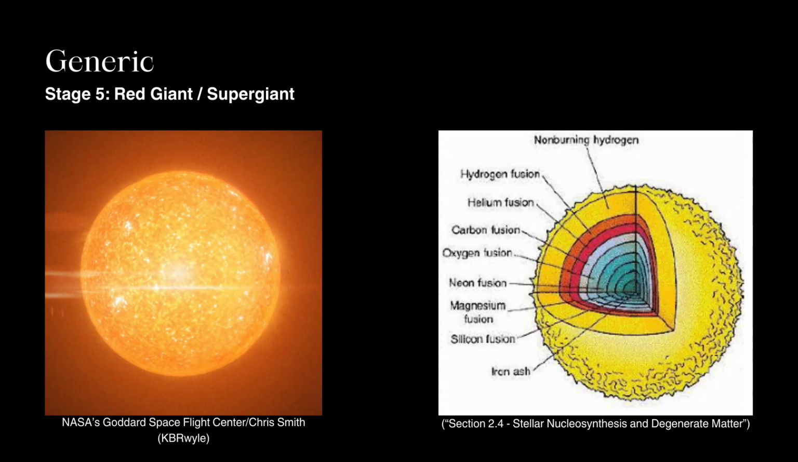During stage 5, it can become either a red giant or supergiant, when all the hydrogen in the core has been used up and there is nothing left to be converted into helium. The star will collapse inwards, as there is no longer a force pushing it outwards from the center.